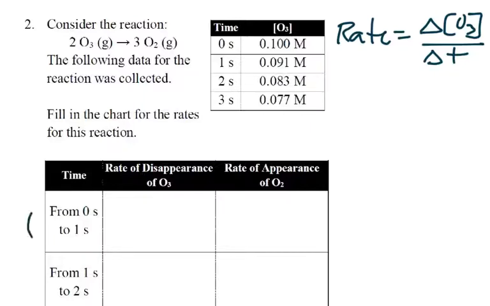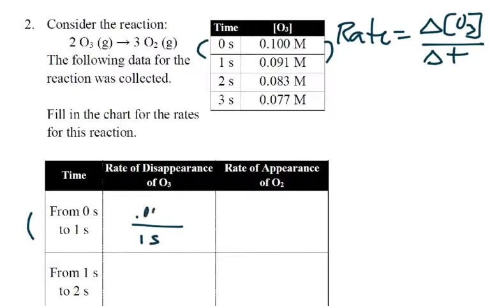So from 0 to 1 second, what's the change in the concentration of O3? That's the only one we have data for. And then what's the change in time? Well, the change in time is 1 second, obviously. So this is going to be over 1 second. And the change is going from 0.1 down to 0.091. And whenever we do a change, we always do final minus initial. So 0.091 minus 0.1.